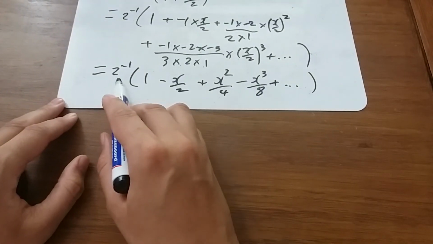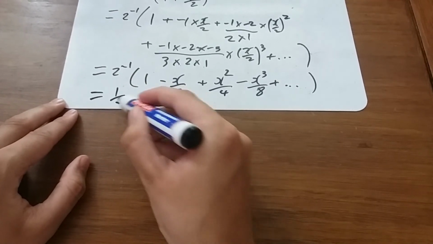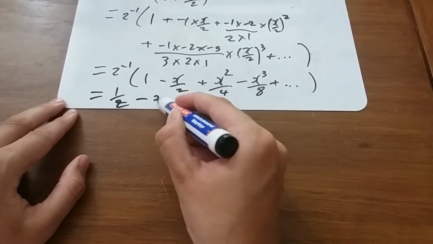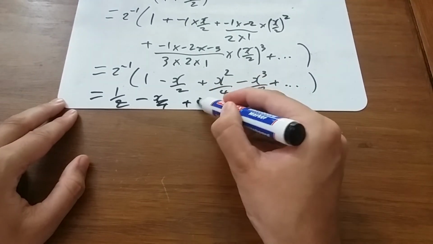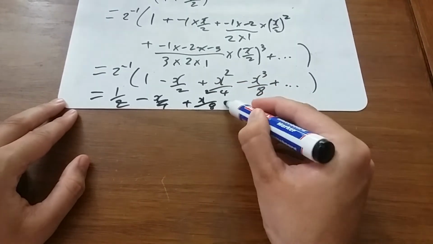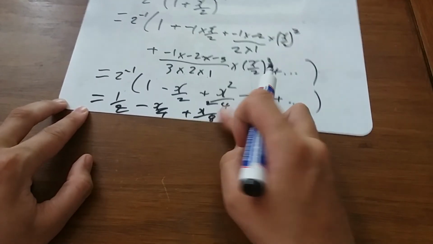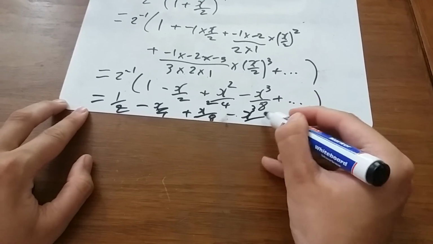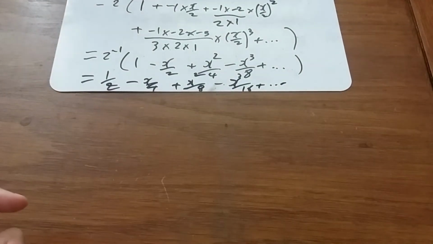Last thing to do, well, 2 to the minus 1, that's a half. Let's just times by that. So we've got a half minus x over 4, sorry, a bit messy, plus x squared over 8 minus x cubed over 16 plus dot dot dot. And I think we can see what the pattern is going forwards.